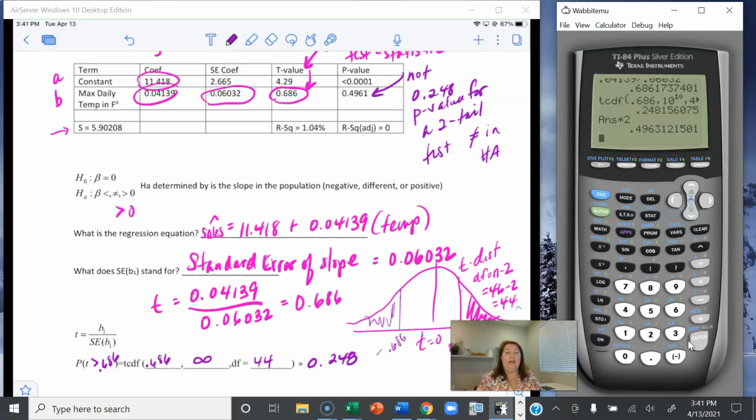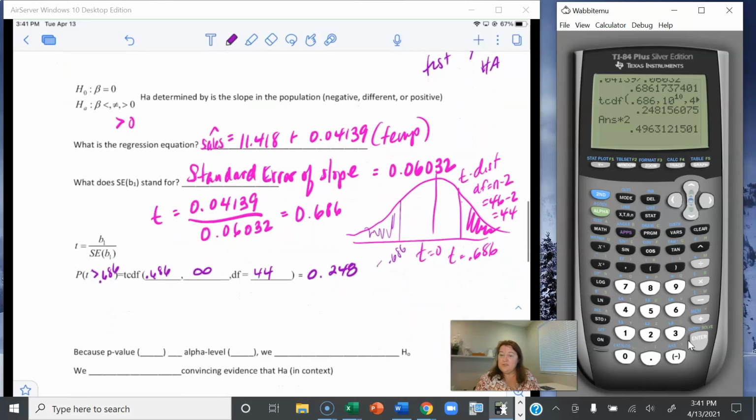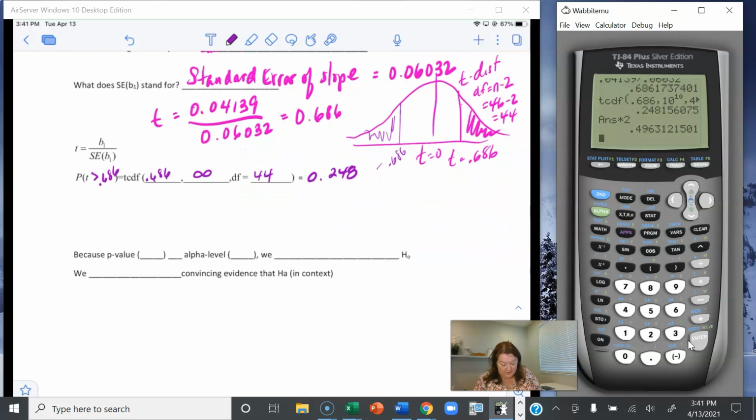Since it's not, I would just have to divide it by 2 and I'd be really close, or I could go about it the longer way, which is right here, using tcdf to do that. All right. Okay, so on to the p-value. We have a p-value of 0.2496. And if we had an alpha level of 0.05, that is definitely bigger. So we would fail to reject H0.